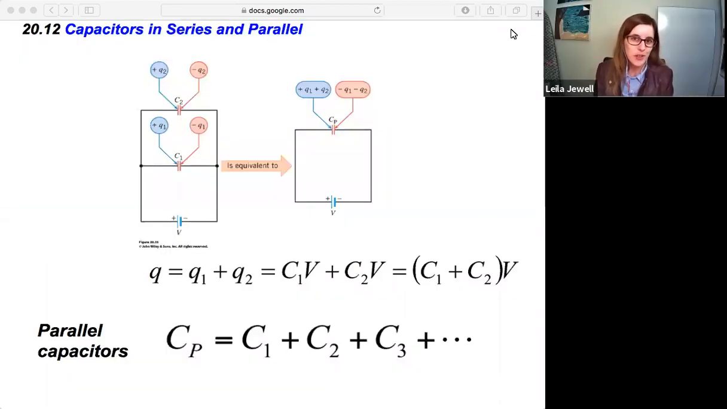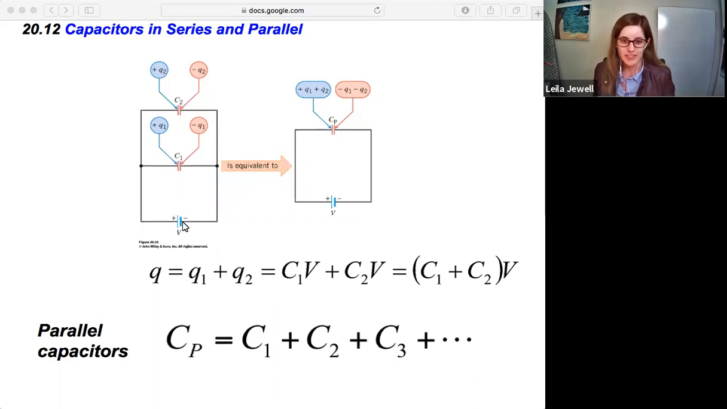Section 20.12, capacitors in series and in parallel. So we've seen resistors in series and parallel. Turns out capacitors are closely related, but just a little bit different. Let's take a look. So we'll start with them in parallel.